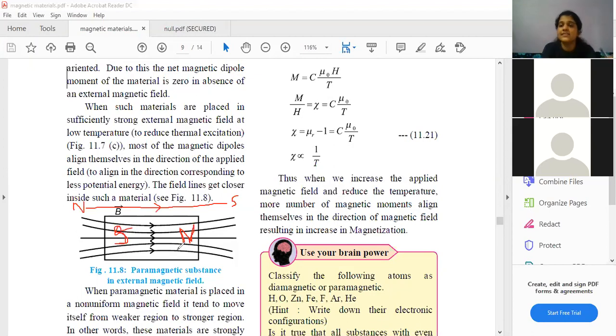So paramagnetic materials possess magnetic properties. I hope you are understanding. You can mark this in your textbook if you want.